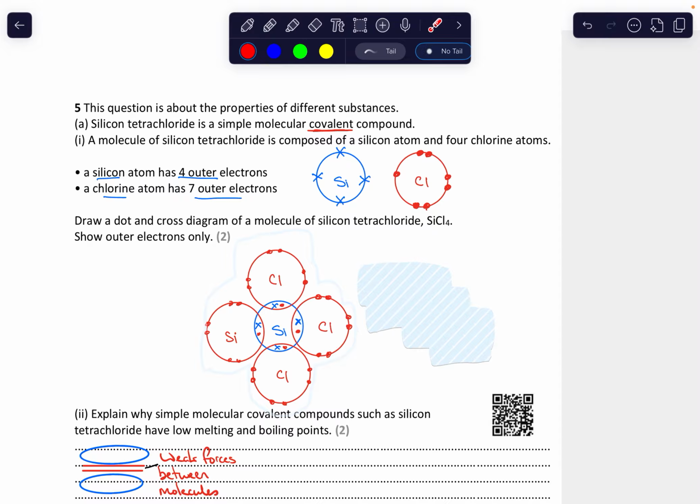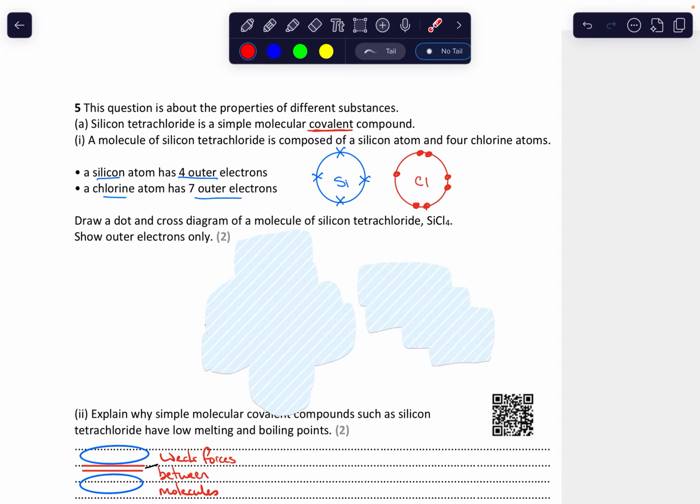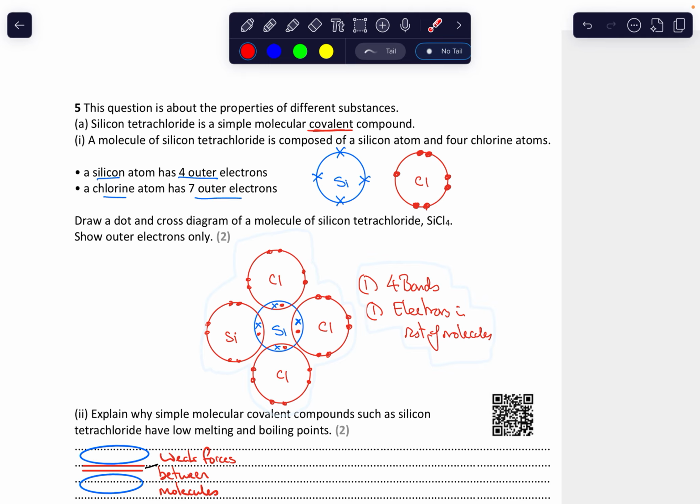And as you can see, I've got 1, 2, 3, 4, 5, 6, 7, 8. So that is stable. And then my silicon in the middle has got 1, 2, 3, 4, 5, 6, 7, 8. So in total, there are 4 covalent bonds being formed by sharing a pair of electrons in each case. In terms of marks for this, you're going to get 1 mark for showing that there's 4 bonds, and 1 mark for showing the electrons that are not being used directly in the bond.